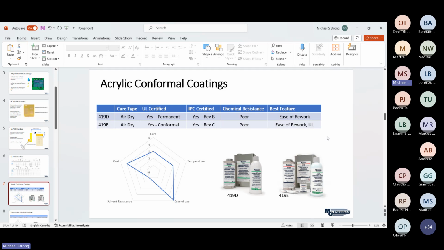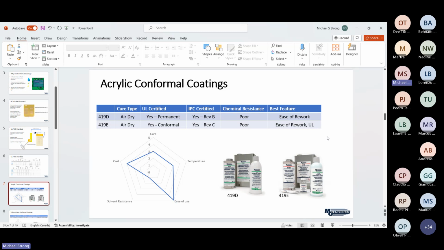Okay. First one is the 419D. This is UL certified as a permanent conformal coating. We saw that on the last slide. It's also qualified to the IPC standard under revision B. Chemical resistance is poor, and that is true with basically any thermoplastic material. Their chemical resistance just isn't going to hold up, and it's going to quickly basically dissolve. So that is a consideration. The environmental exposure for these coatings is very important to note.